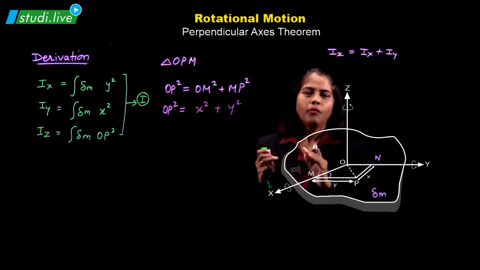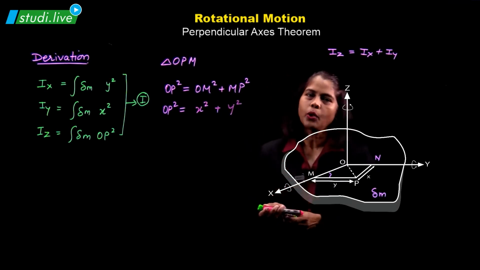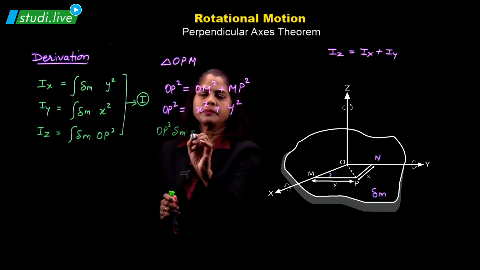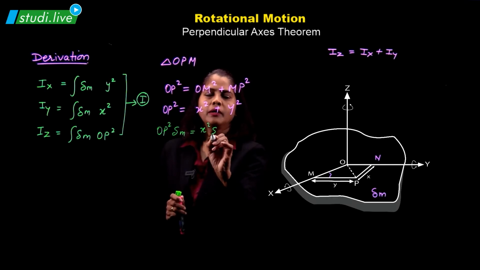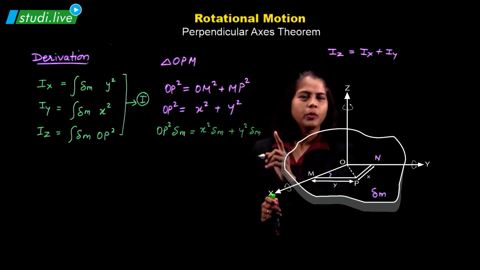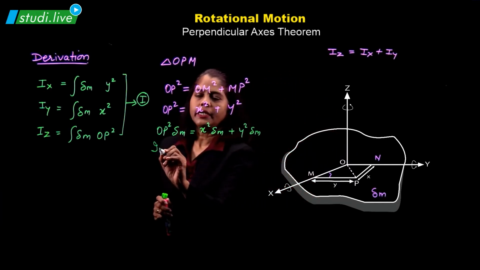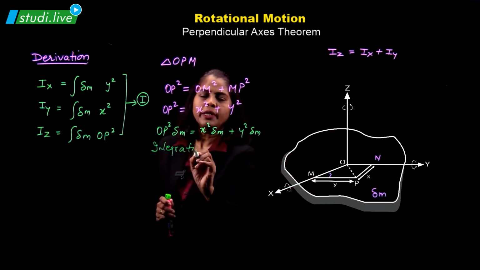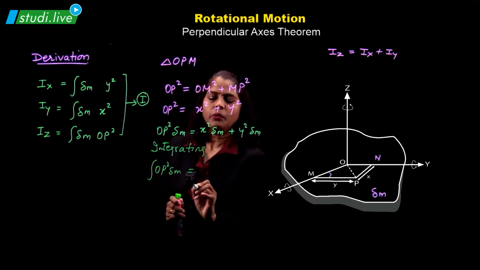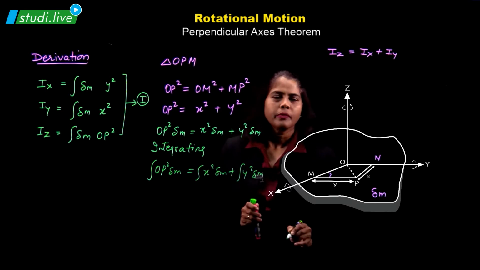Now what is missing for moment of inertia is mass. So we are going to multiply throughout by mass. So I am going to write here OP square multiplied by mass, X square multiplied by mass plus Y square into delta m, because we are going to multiply both the sides. Now after this we are going to integrate it. So after integrating, what are we going to get, students? After integrating we get OP square delta m is equal to integration of x square delta m plus integration of y square delta m, right?